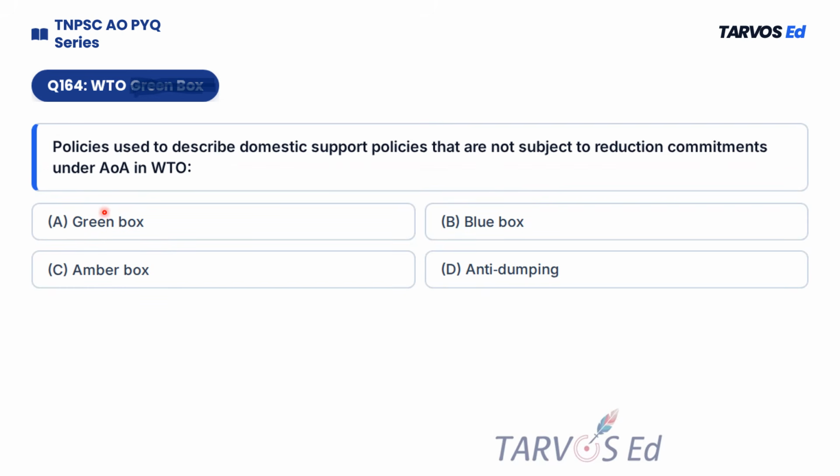And our next question, we have already discussed this question. It is from the same topic, trade. Which policy is used to describe domestic support policies that are not subject to reduction commitments, that is, the policies that do not distort trade under the Agreement on Agriculture in the World Trade Organization? Option A, green box; option B, blue box; option C, amber box; option D, anti-dumping. Anti-dumping is not related to the question, so ignore this. In the remaining three, which is the correct answer? We have just discussed this. Try answering this in the comment box.